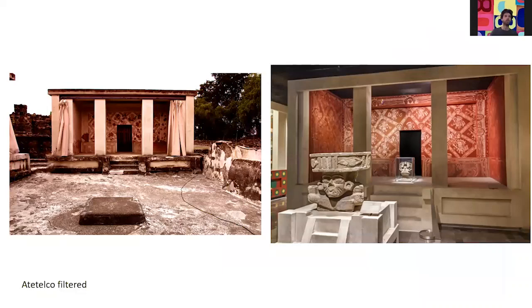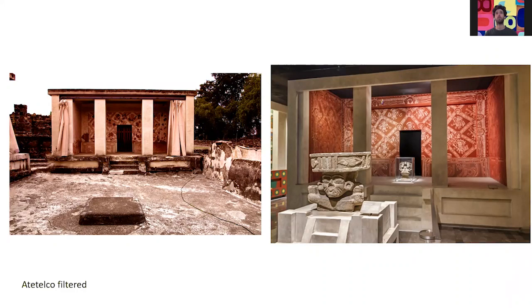So let's get into it a little bit here. Atetelco, the amazing compound Atetelco on the left, that is an existing structure, an older photo, but it's these beautiful two buildings that we've talked about. One has a red on white field painting, and the other building has the white on red field. And then here on your right, you have the recreation in a museum.